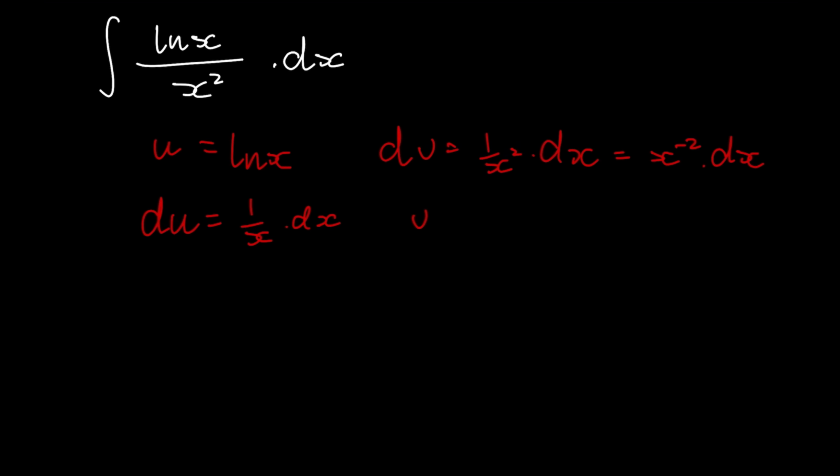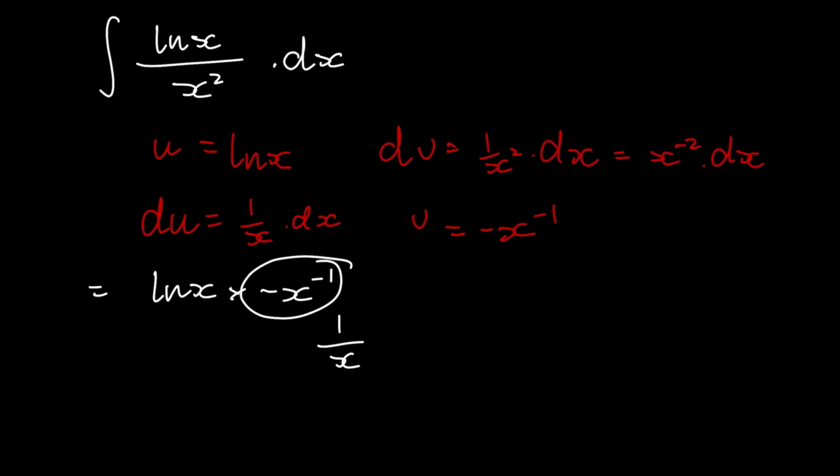x to the negative 2 dx is just minus x to the minus 1, because we increase this power by 1, and then we divide by the power. Now, our integral is ln of x times minus x to the minus 1. Now, this here is also 1 over x, but there's a negative, so negative 1 over x. So we can just rub that out and put it as ln of x times negative 1 over x, which is also just negative ln of x over x.